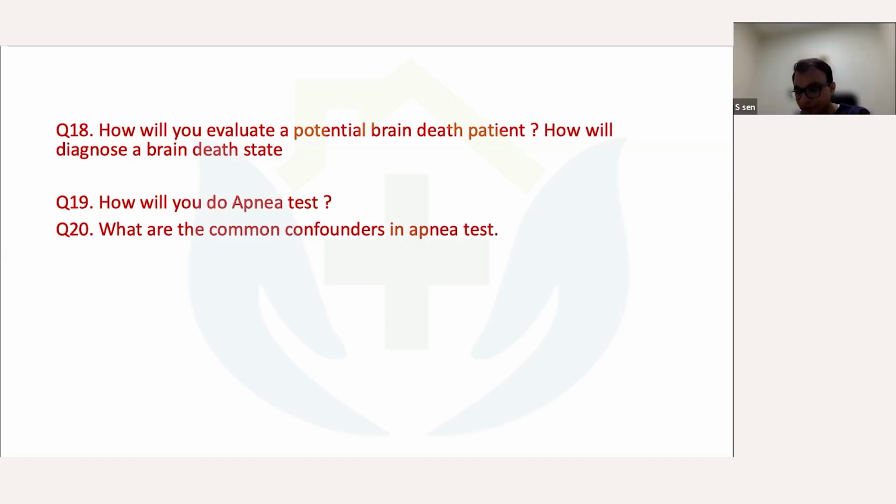If that's the question, what are the states where we cannot do an apnea test? When we cannot do the apnea test? So they are the confounders. If the patient has an oxygenation problem, we cannot do that. Okay. If the patient is not hemodynamically stable, also we cannot do that. Hemodynamic instability, and oxygenation problems. That's it. This is what I know.